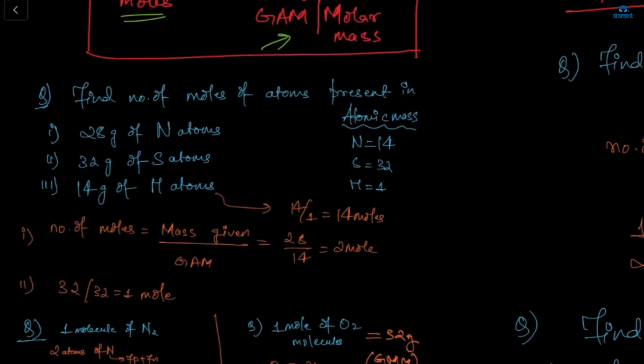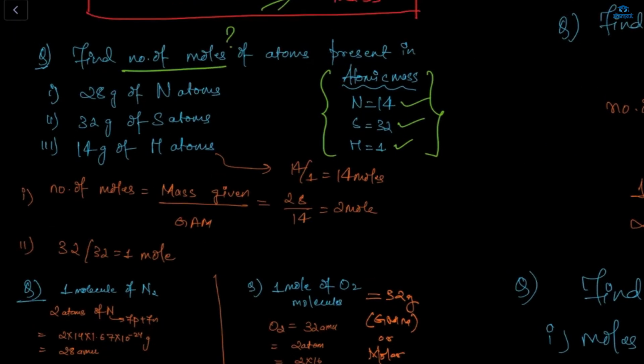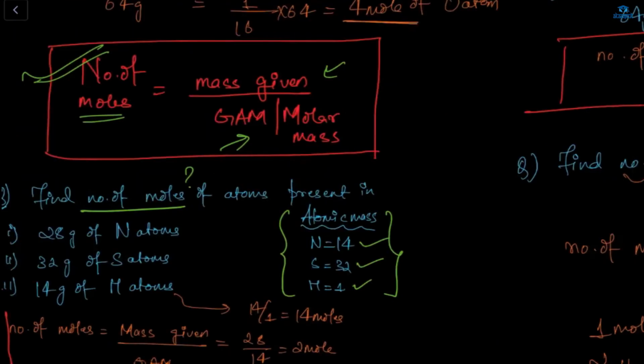Next question. Next is, find the number of moles of atoms. Here also you have to find the number of moles of atoms present in these. I already gave you the atomic masses: nitrogen 14, sulfur 32, hydrogen 1. So here this formula is there for the number of moles. How to find the number of moles?